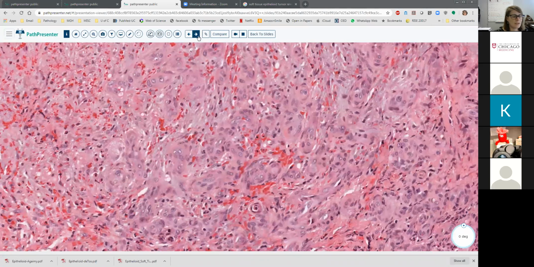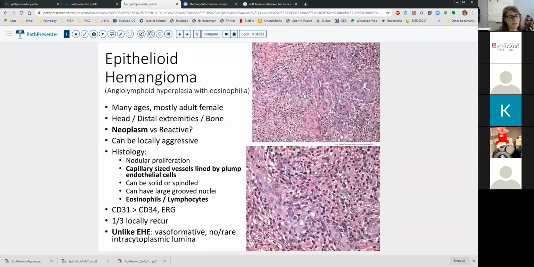Epithelioid hemangioma is sometimes called angiolymphoid hyperplasia with eosinophilia, meaning basically this is a proliferation of very, very plump capillary-like vessels with a bunch of inflammatory cells in the background, usually EOs. Again, this is a soft tissue lesion, or a bony lesion, and should be positive for your vascular markers.